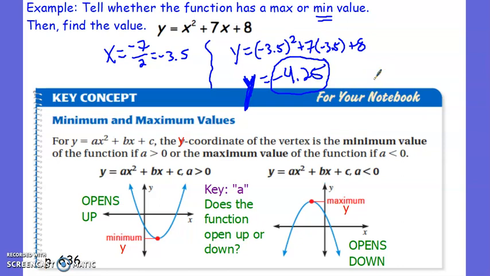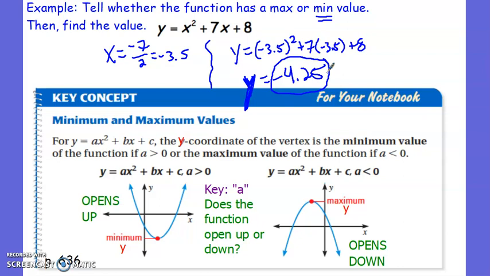If our a value would have been negative, like it was on the previous screen, our graph would have opened downwards, such as the graph on the right side there. And again, we would have had a maximum of our graph. So two things we needed to check. Is a positive? Our parabola would open up and have a minimum value at the vertex. Or does our parabola have a negative a value? Our parabola is going to open downward, therefore have a maximum y value at that vertex. Either way, it's the y coordinate of the vertex. If you found that coordinate at negative 4.25, that is your min or max value.